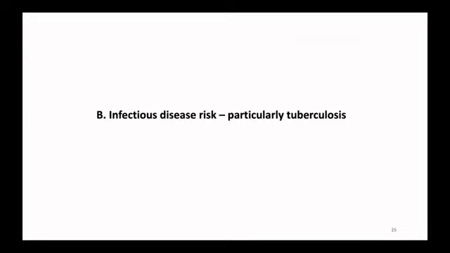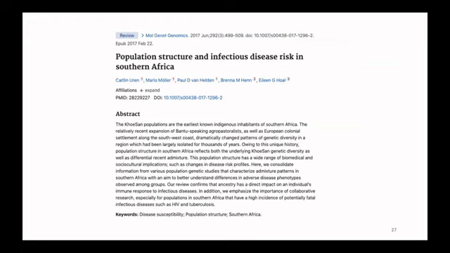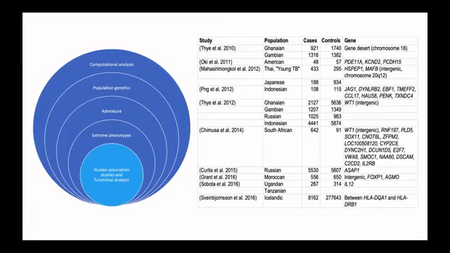So linking this to infectious disease risk, particularly tuberculosis, what we are interested in is that for TB as a disease, you need three factors: obviously the pathogen, a conducive environment for disease, and a susceptible host. So we're interested in the susceptible host portion. Linking population structure and infectious disease risk, I published a review of prior literature, and it was very evident that although there have been a number of TB host genetic studies, a lot of these results remain unreplicated and the importance thereof remains unknown.